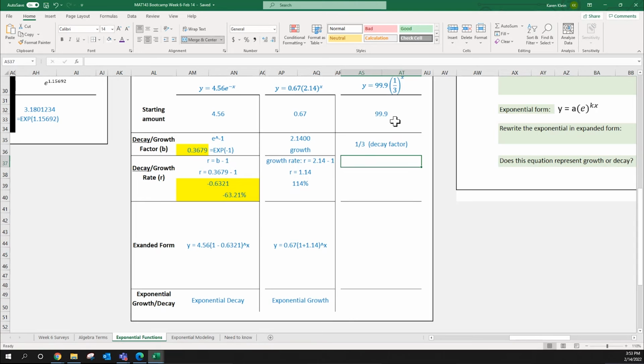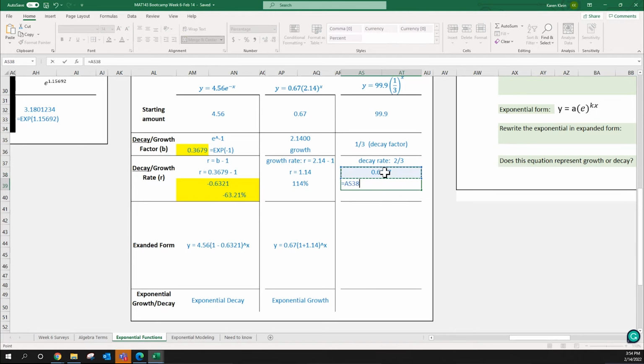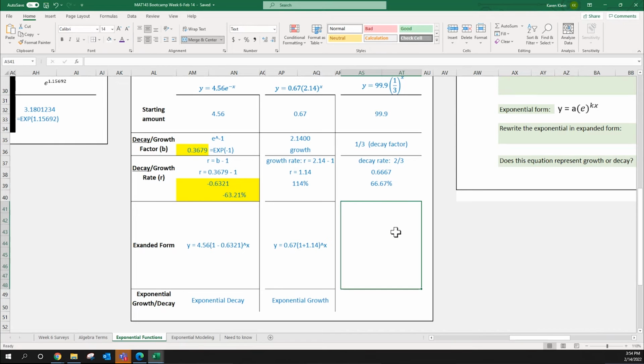All right, our starting amount is 99.9. We have a decay factor here. Our base is 1/3, which means we're going to have a decay rate. And that's going to be our B value minus 1. So that's going to be equal to 2/3. Now, if we do 2 divided by 3, that gives us 0.66, and then we're going to round, that fourth digit would round to a 7. So if we were to write this as a percentage, it would be 66.67%.